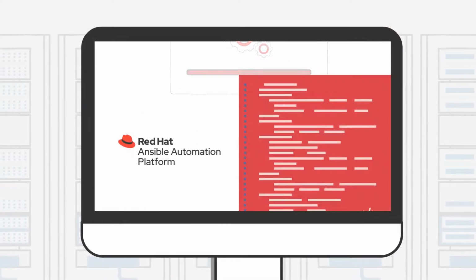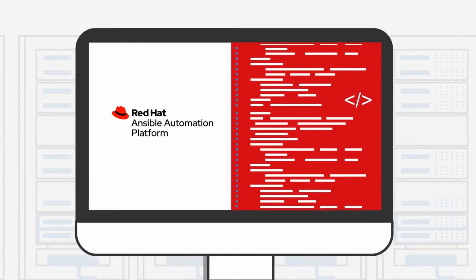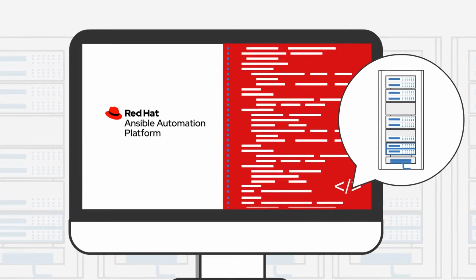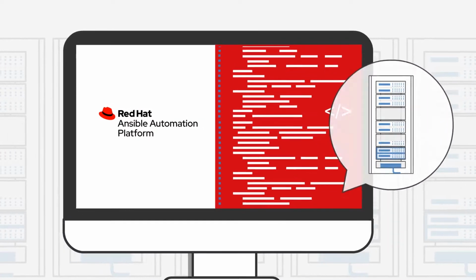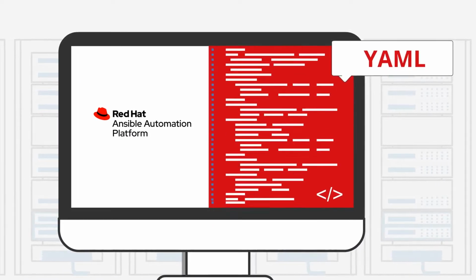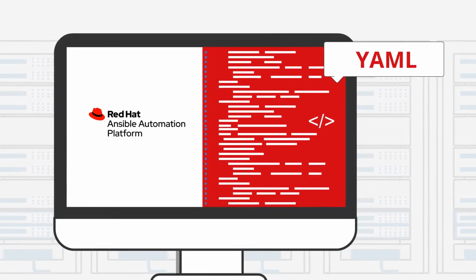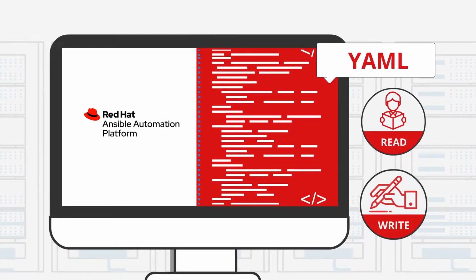Now, of course, the playbook has to be scripted prior to the deployment, which contains the instructions for the remote server to perform. Ansible uses YAML, which is a human-readable markup language, making it easier to be read and written.